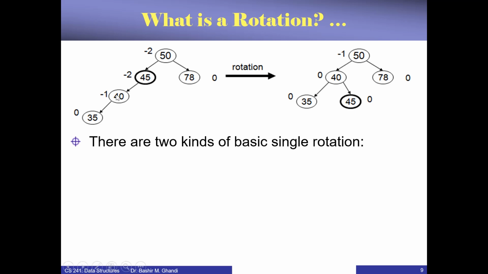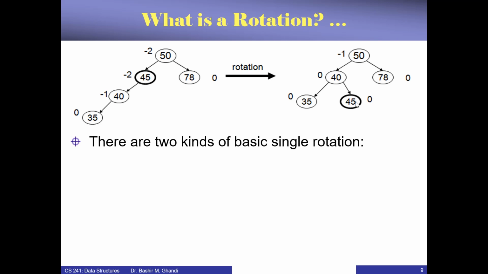So left rotation basically means rotating this 45 to the right. This right rotation, I'm sorry, not left rotation. Rotating this 45 to the right means it's going to go down and its left child will move up. So that is the rotation. This is the result you're going to have: 40 has moved up and 45 has gone down. This is called right rotation.